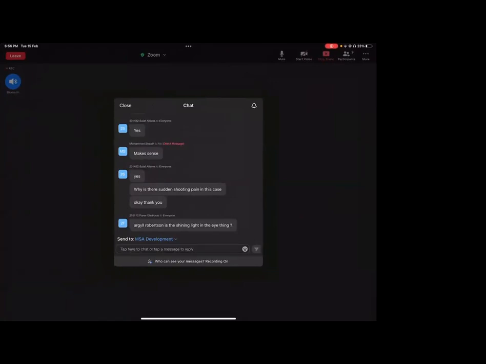Oh, the Argyll Robertson pupil isn't okay. So Argyll Robertson pupil isn't shining in the eye light thing. Basically you do a test. It's a type of pupil, and it means that when they shine light, it doesn't work in one eye, but then the other eye can follow through or something. You can look that up on your own time. I don't remember the exact thing, but it's just a type of feature.